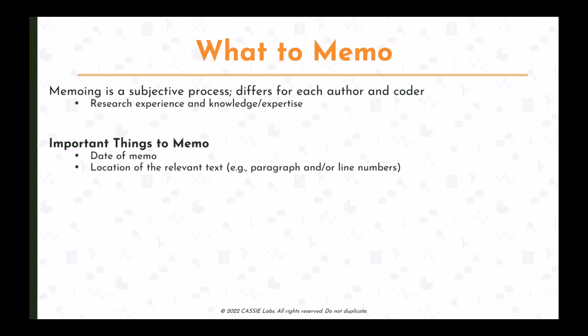Oftentimes when we're memoing, we might want to refer to a part of the text, like a sentence, or maybe even an entire paragraph. So it behooves us, if we either quote the thing, merely paraphrase it, or just talk about it in passing, to make a reference of where that piece of data you're focusing on can be found in the data set. So, the location of that text that you're coding.